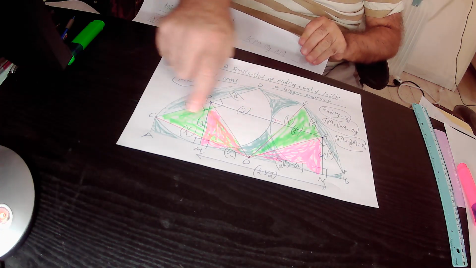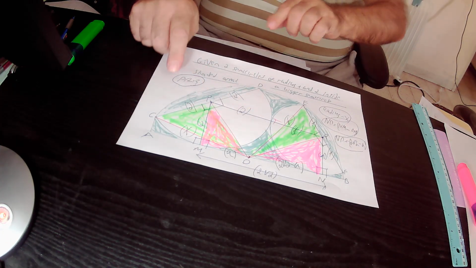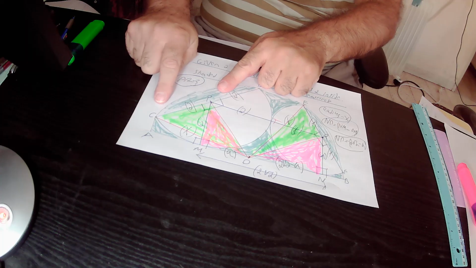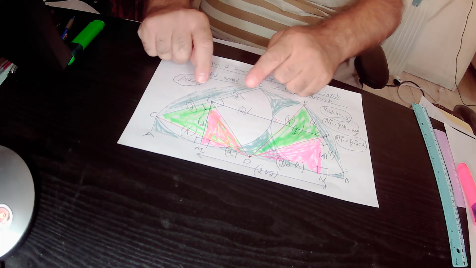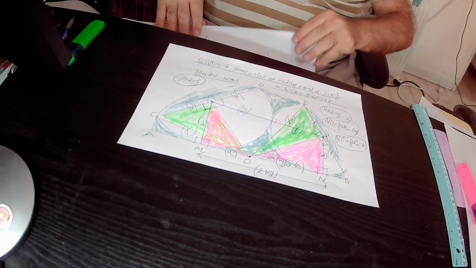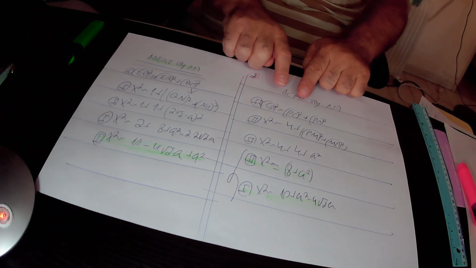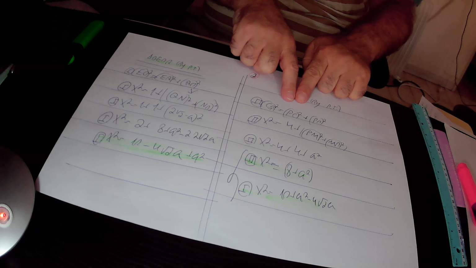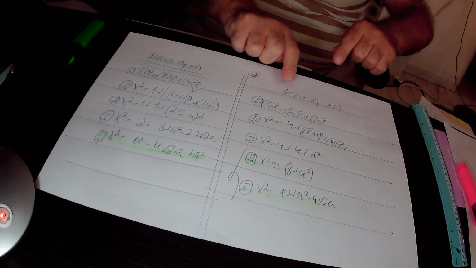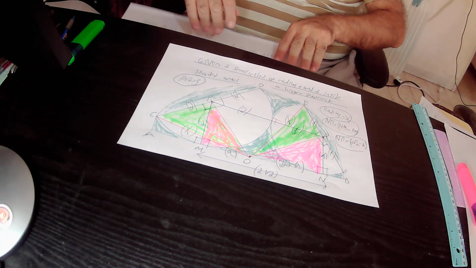CO is x, therefore CO squared is x squared, and it equals CP squared. CP is 2, therefore CP squared is 2 squared, that is 4, plus PO squared.